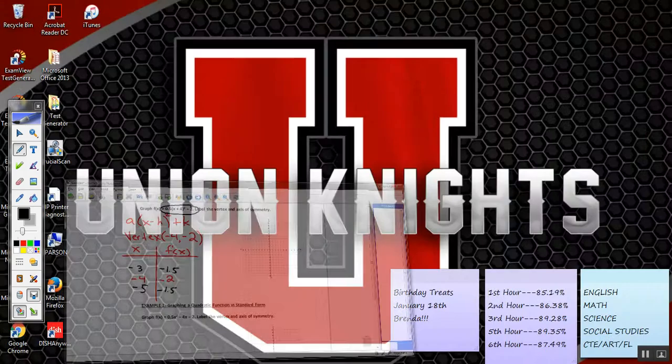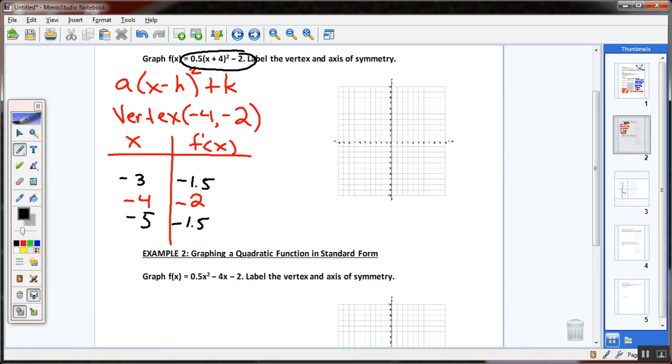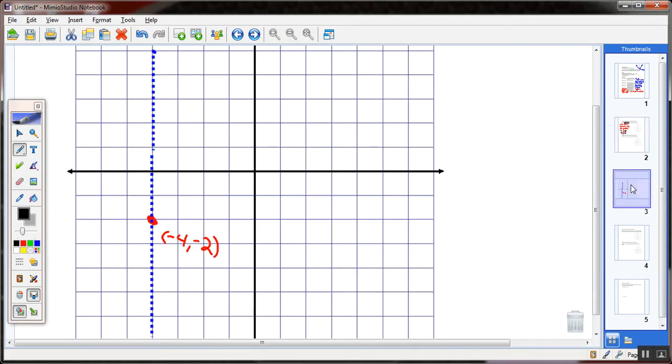So right here, the next point that you would graph would be, okay, you said -3. When you put -3 in, you got -1.5. Is that right? So here, and (-5, -1.5). Those two points mirror each other right there. Okay? So let's go a couple more values.